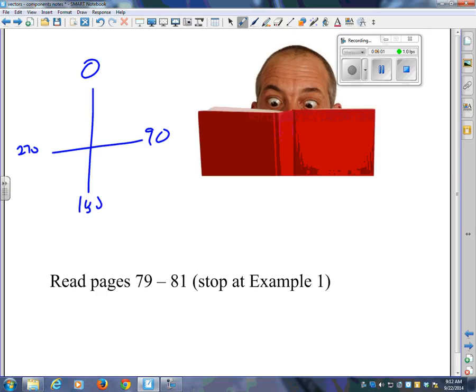Let's skip to that paragraph right below figure 3.5. Okay, you need one of these.